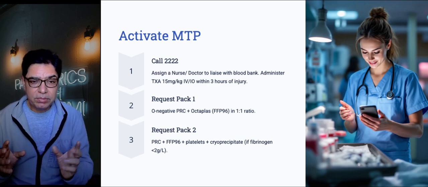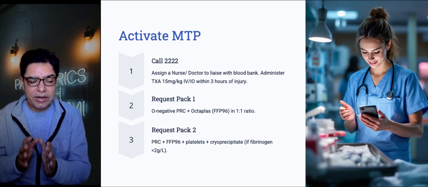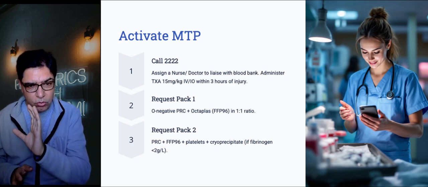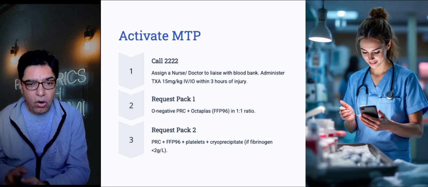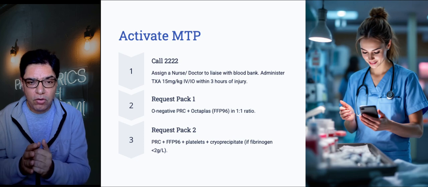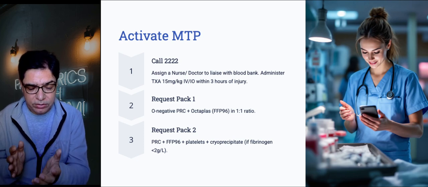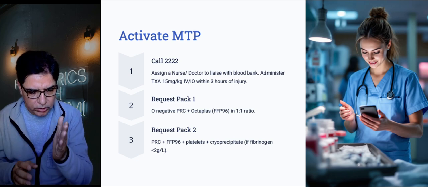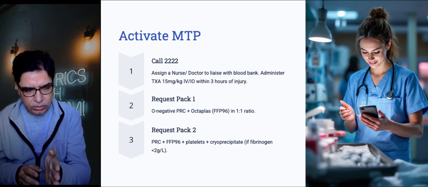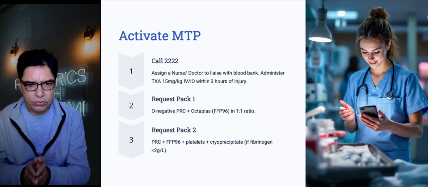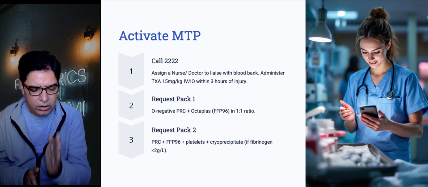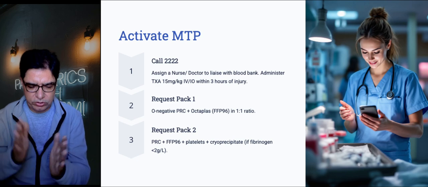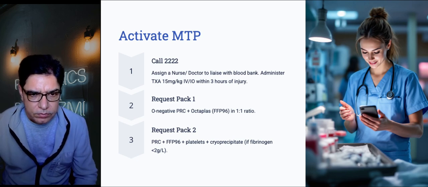But the principle is that it would either contain just O negative red blood cells alone, or it might contain a combination of O negative packed red blood cells and fresh frozen plasma in a 1:1 ratio. So let's say you've got 4 units of packed red blood cells, you've got 4 units of fresh frozen plasma. You've got 6 units of packed red blood cells, you've got 6 units. So it's just a 1-to-1 ratio.